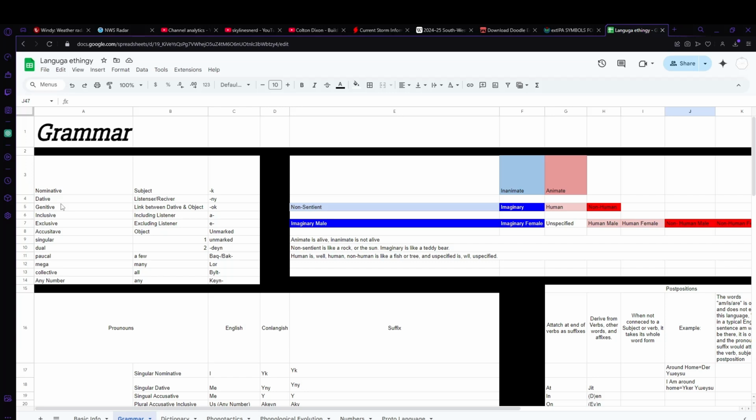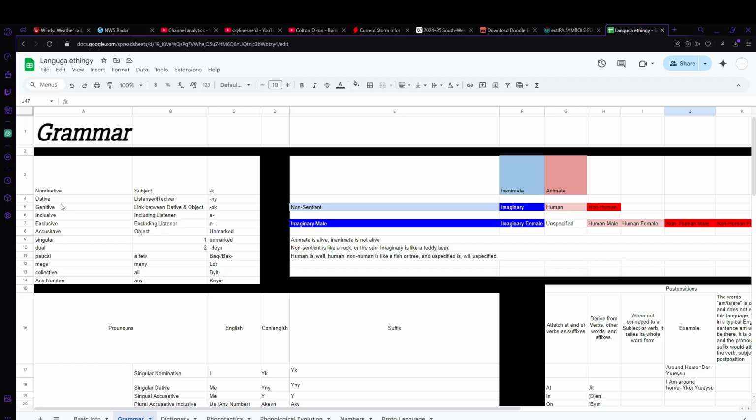The genitive case is the link between the dative and the object. The object is the accusative case. The genitive case is like if I say I gave Susie John's hat. Like if I accidentally gave her John's hat and I'm like, oh sorry John, I didn't know about that. Let me return your hat immediately. John is in the genitive case because he is the link between hat and Susie. She was given John's hat.